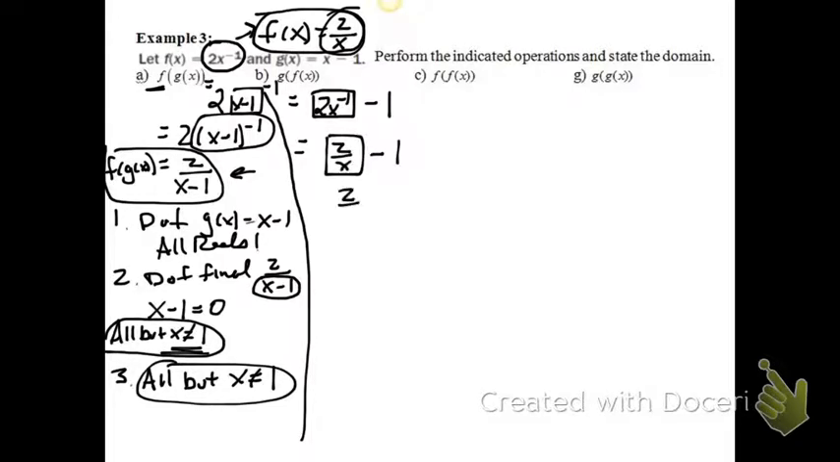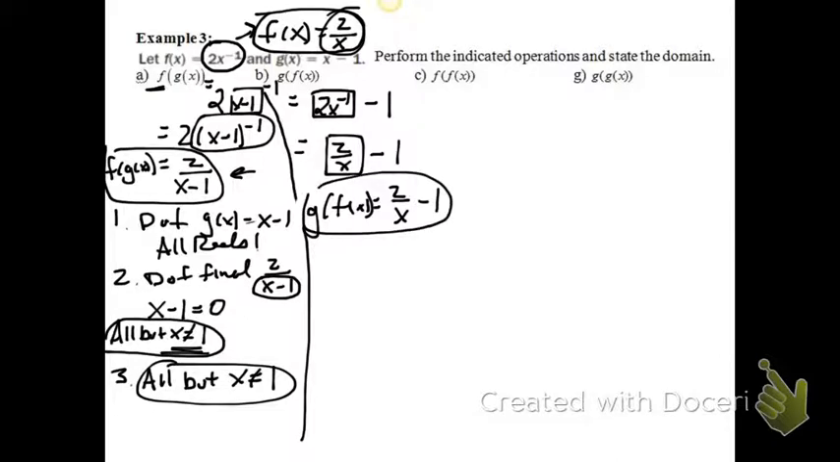And if you have 2 over x minus 1, you're done, guys. There's no common denominator here. There's nothing to simplify. So this would be your final answer for g. Let me erase this a little bit so I have room. So your final answer for g of f of x is just 2 over x take away 1.